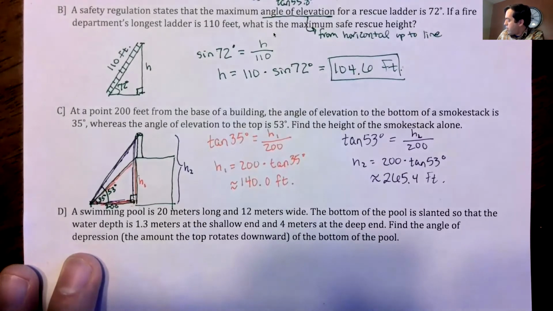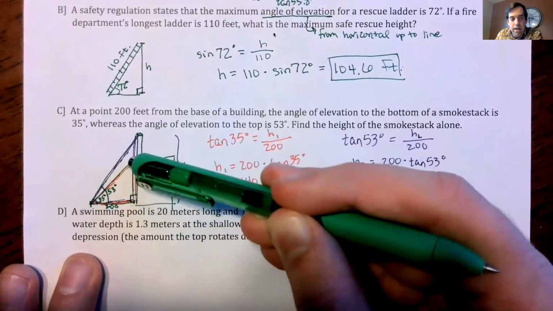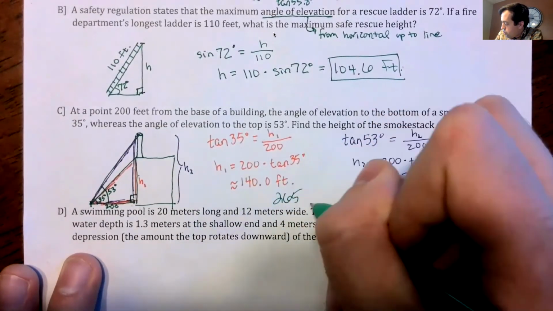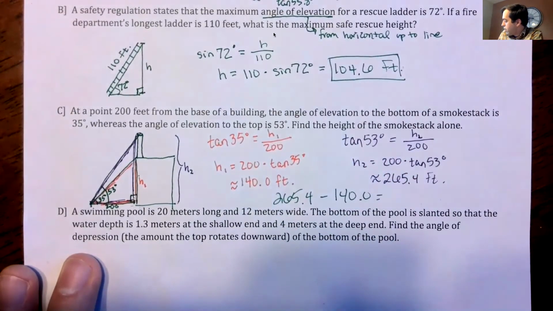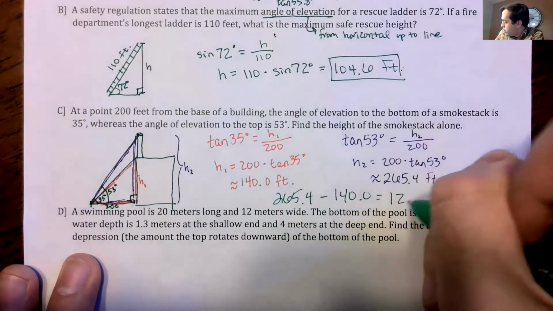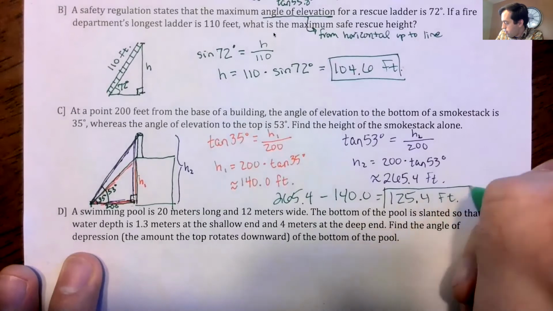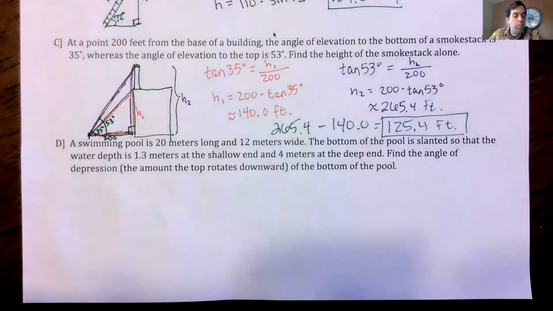And so the height of the smokestack alone is going to be the purple length minus the red length. So it'll be 265.4 minus 140.0. It's going to give us a final answer of 125.4 feet. And there we go. Letter D.